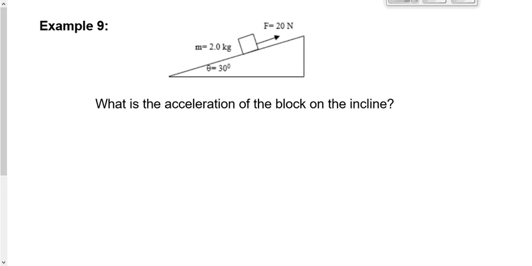Let's do example number 9. This one looks quite a bit different. This time we have an object that's on an incline. We call it an inclined plane. Really what it is is a hill. But in physics, we tend to like to give things more complicated names. Maybe it makes us sound smart if we call it an inclined plane rather than a hill. But that's what it is.